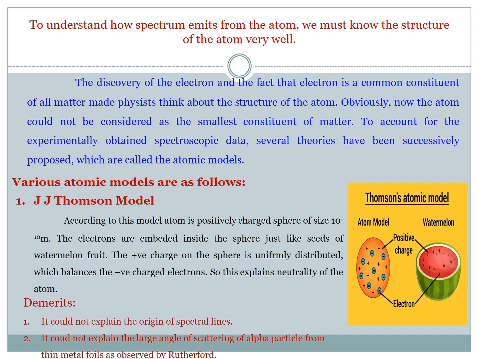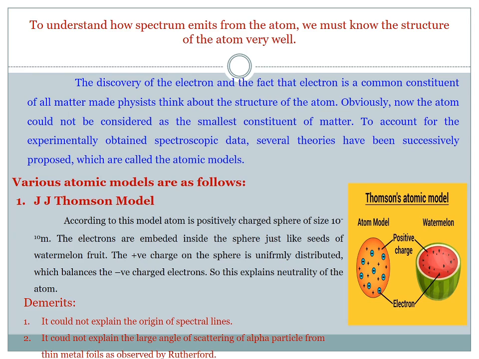Okay, so to understand how a spectrum is emitted from an atom, we must know the structure of the atom very well. You already studied some of the atomic models, up to the Bohr atomic model, in PUC science second year. Further we will study the vector atom model, but let us first brush up on what you studied in PUC second year, that is the discovery of the electron. Who discovered the electron? J.J. Thomson. After the discovery of the electron, the fact that the electron is a common constituent of all matter made physicists think about the structure of the atom.